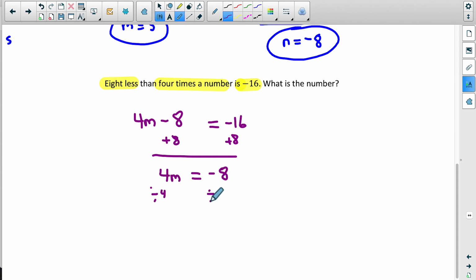Divide by 4. What you do to one side, you do to the other. 4's cancel here, so you just have m. It's perfect. We isolated the variable. Negative 8 divided by 4, negative 2. And you're done.